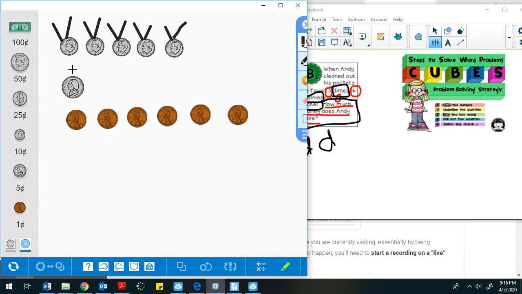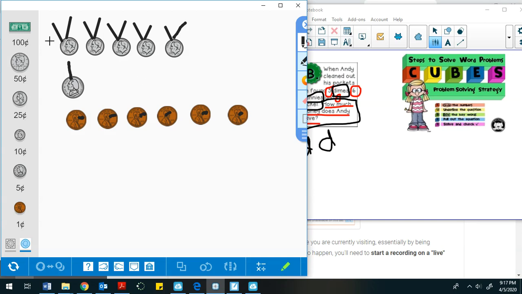Now my nickel is worth 5 cents, so I'm going to count by 5s until I get to 5. 5. Nickels have 1 hair. Now pennies are worth 1 cent, which means I'm not going to get to 5s. So to show that, I'm just going to count by 1s, and I'm going to draw freckles on all of my pennies. Now I can count all of my hairs by 5s and all of my freckles by 1s, and that should tell me how much money Andy had in his pockets.